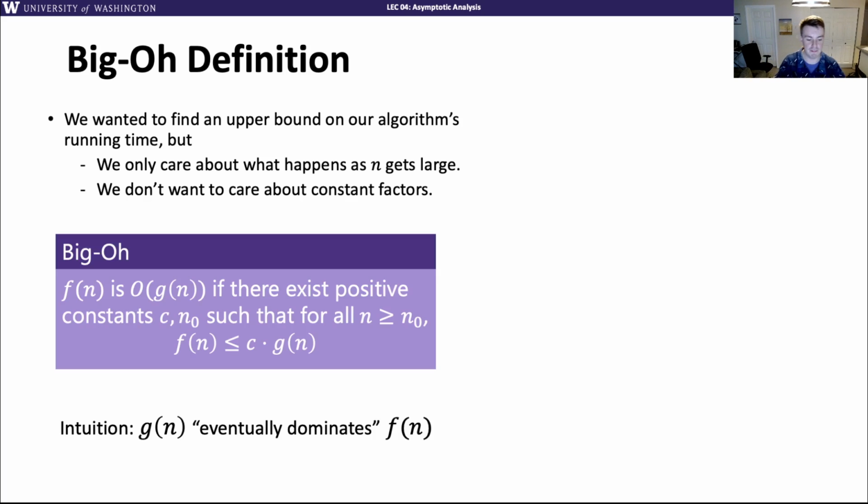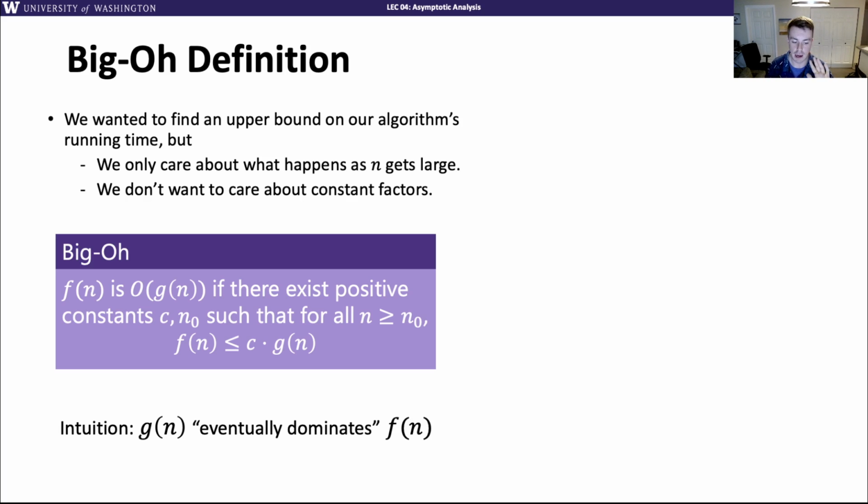So here's the formal definition of something to be big O. f of n is big O of g of n if there exist some positive constants c and n0, such that for all n greater than or equal to n0, f of n is less than or equal to c times g of n. Oh my goodness, that is a mouthful. Here is the intuition for what this definition is trying to say. It's saying that g of n will eventually dominate f of n. It will eventually be larger, ignoring some scaling.